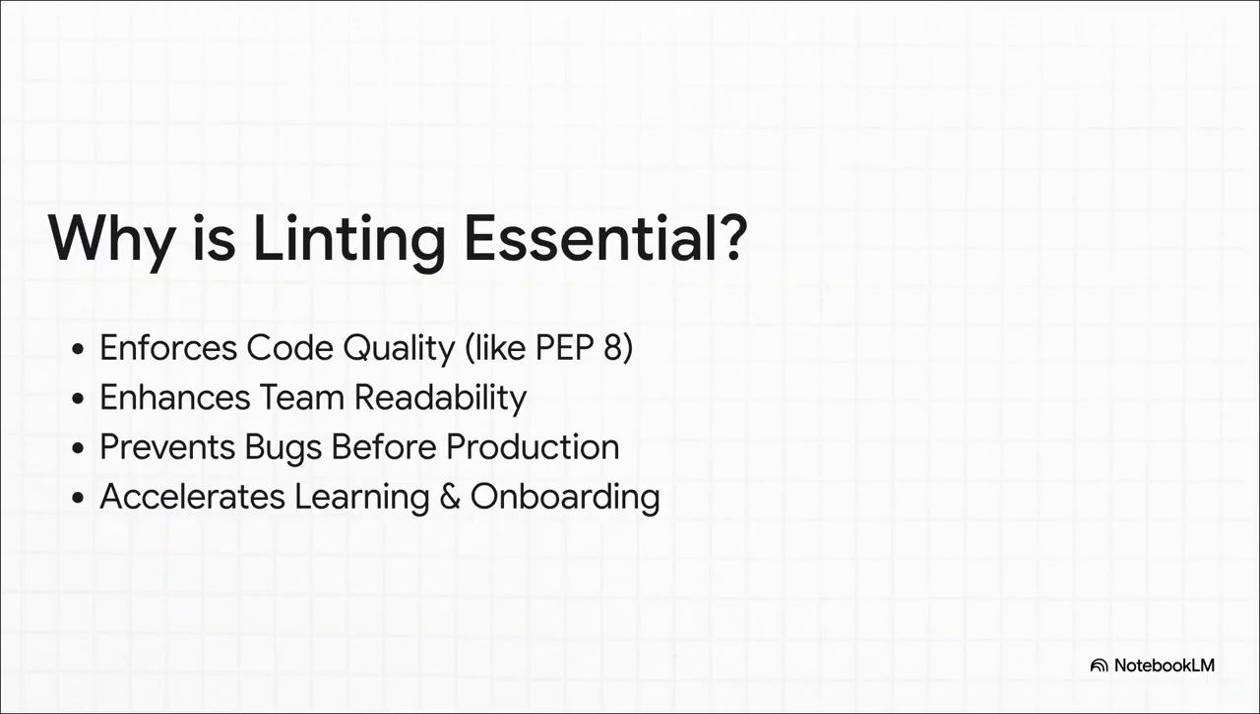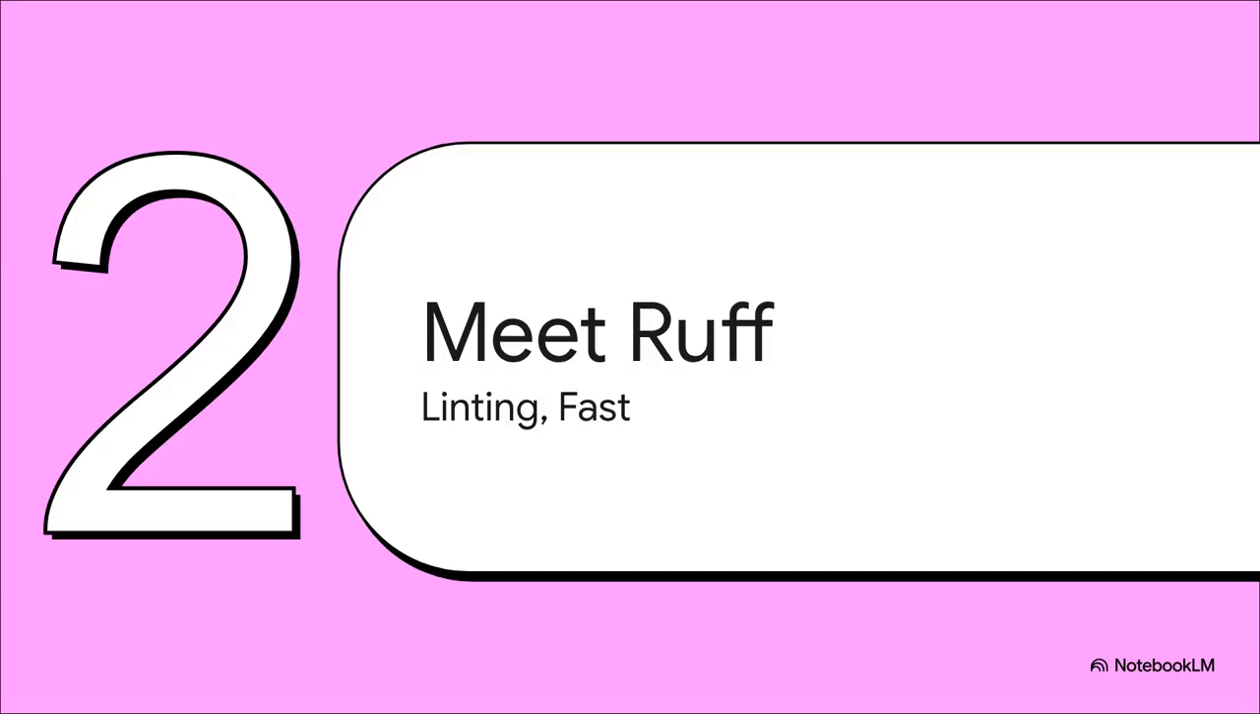So why should you care? Why is this such a big deal on professional teams? Well, it's like a silver bullet for a bunch of common problems. First, it enforces a consistent code quality. Think of it as making sure everyone follows the rules of the road, like Python's PEP 8 style guide. This makes the code way more readable for the whole team. And maybe most importantly, it catches bugs before they ever make it to production. That's huge. Plus, if you're joining a new team, it's an amazing way to get up to speed on their best practices, like instantly. Okay, so linting is the what. Now let's talk about the how.